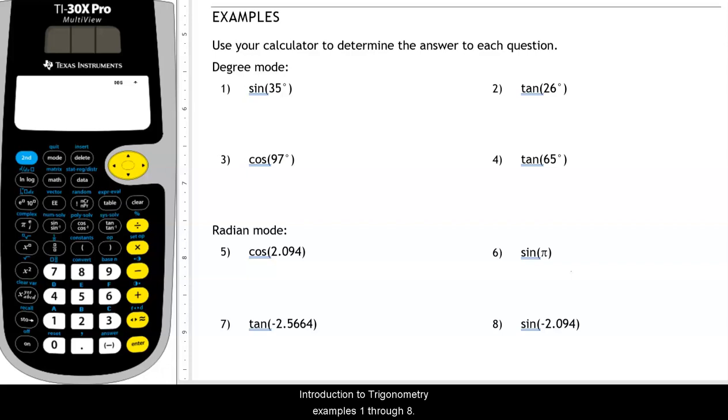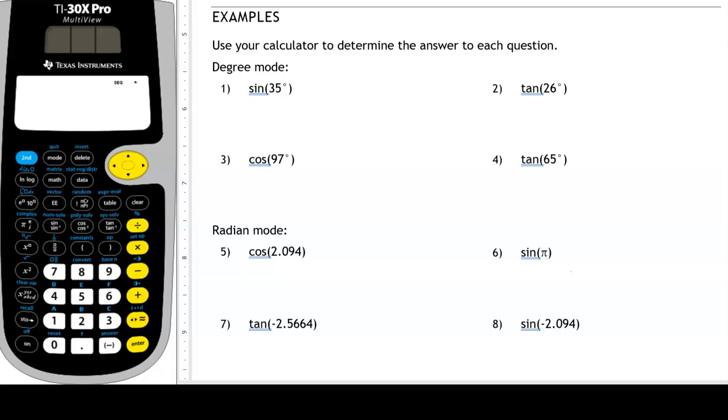Introduction to Trig, examples 1 through 8. For these examples and these types of problems, we're just going to be plugging the information into our calculator, getting an answer, and writing down our rounded answer. For most of our trig functions, we're going to be using 4 decimal places.